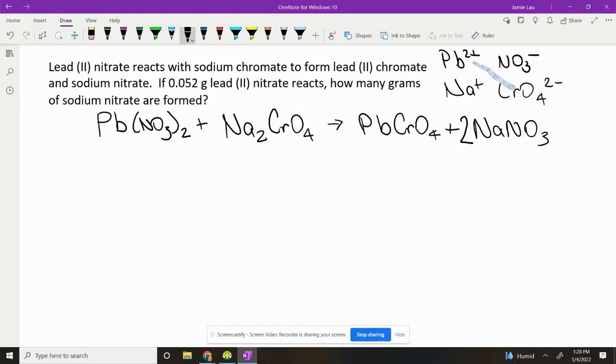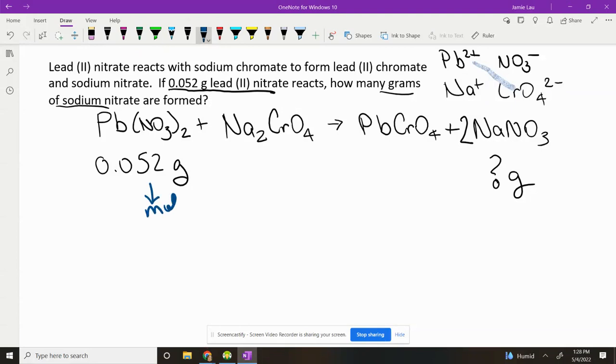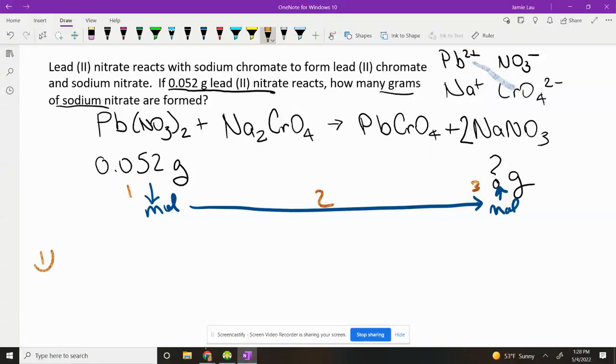So the question is then asking, if I have 0.052 grams of lead 2 nitrate, how many grams of sodium nitrate are being formed? Fantastic. So again, to map it out, I've got to convert this to moles. The first step, then I do a mole conversion, and I go back to grams. So steps 1, 2, and 3. The same process as before.